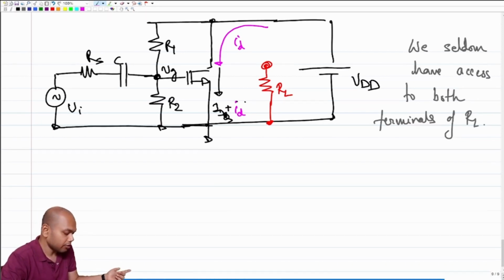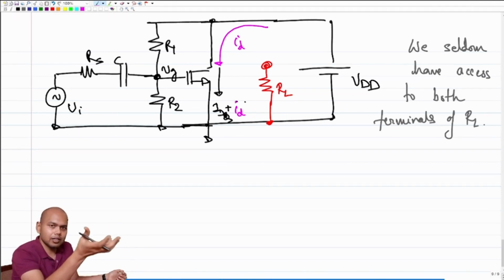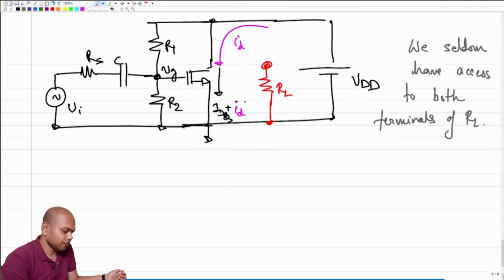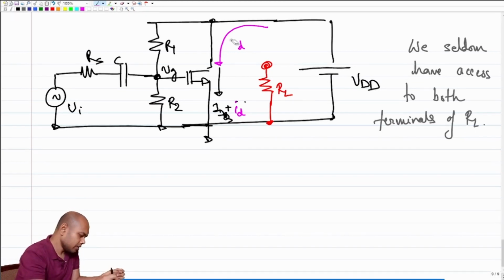So earlier, how do we solve this problem? We put the RL in the path of ID. We put the RL between the drain and the VDD. So the ID had no other option but to flow through RL. Since ID was flowing through RL, it was generating a voltage proportional to ID, and we were reading that voltage out. But now, as I said, since we don't have access to both terminals of RL, we cannot put RL in the path of ID. So what is the solution?